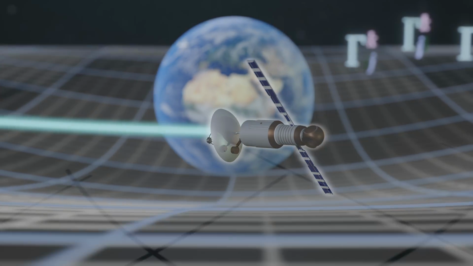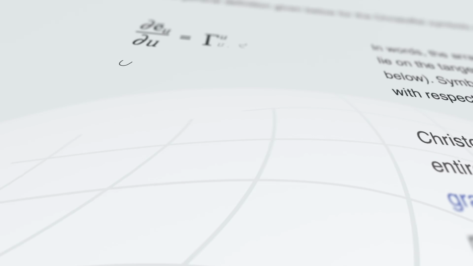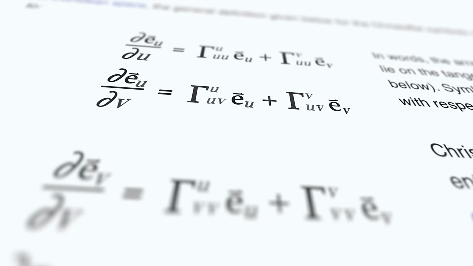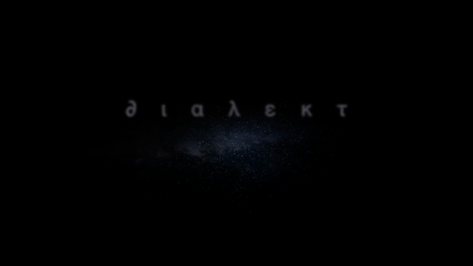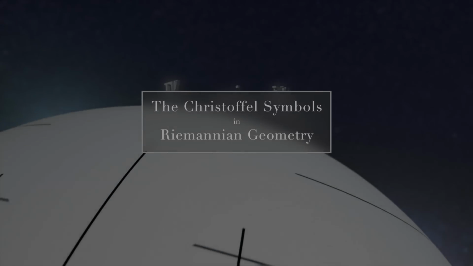But with increased power comes increased abstraction, and the danger of losing sight of the physical picture. Can we understand the meaning and purpose of these symbols without getting lost in the mathematics? This is Dialect with the Christoffel Symbols in Riemannian Geometry.